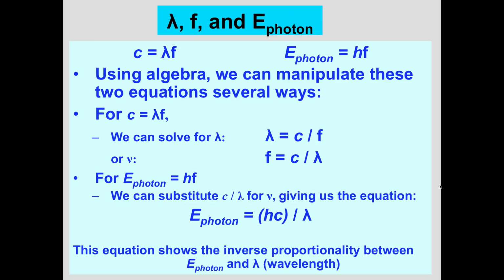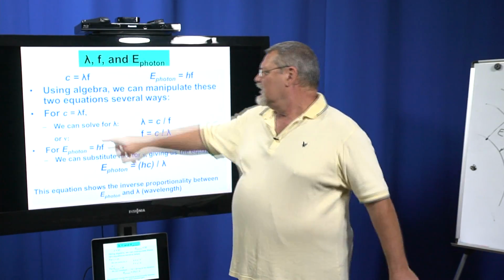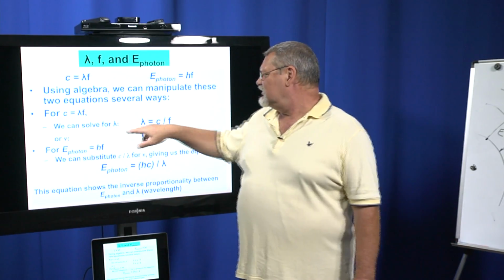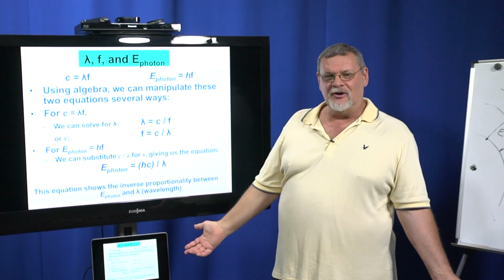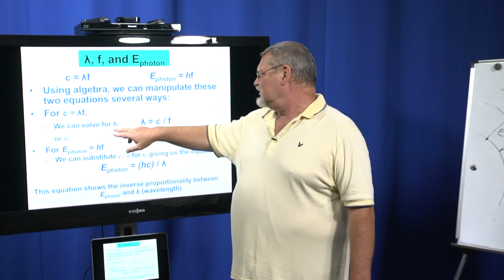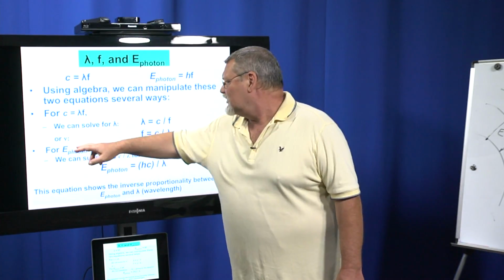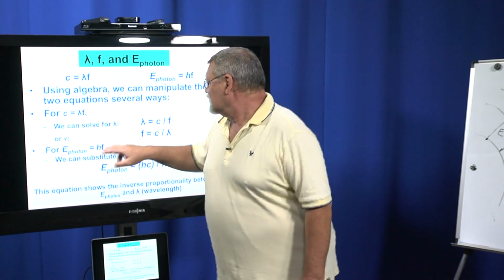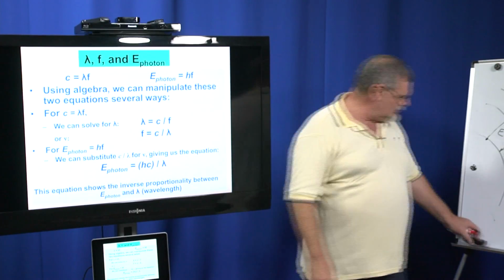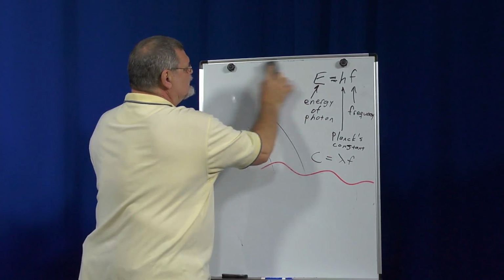So let's take these two equations, and using algebra, we can manipulate these two equations several ways. For this, and you're going to have a homework problem like this, we can solve for lambda. We can solve for the wavelength. I'm going to ask a question on the homework: given this frequency, what's its wavelength? Well, all you've got to do is take this equation and solve for the wavelength and plug in the numbers, and you'll have the wavelength. Same for the frequency, you can solve for frequency. So frequency then, if you solve for it, is c over lambda. And we can plug that into the other equation, E equals hf.